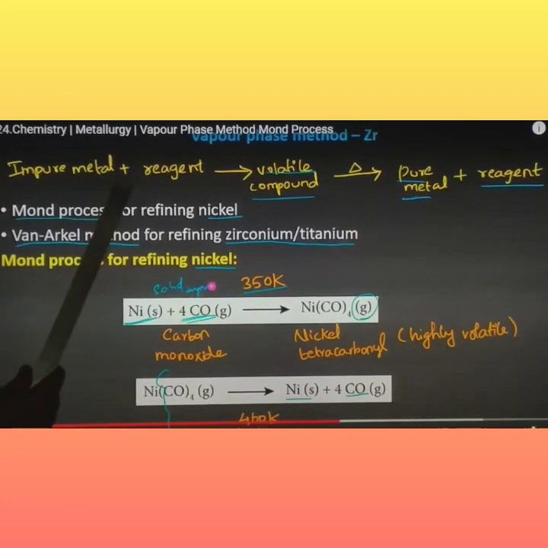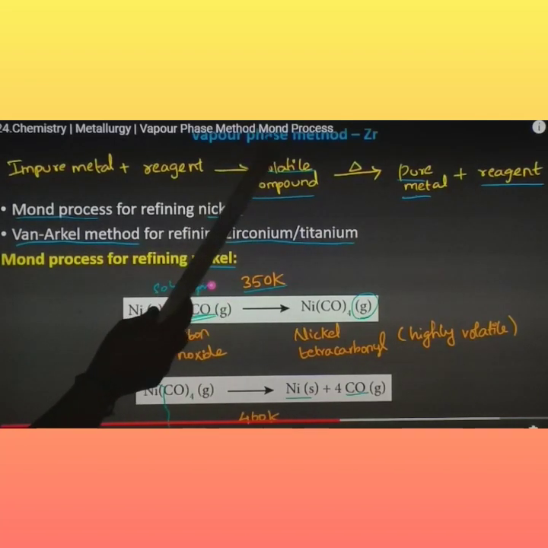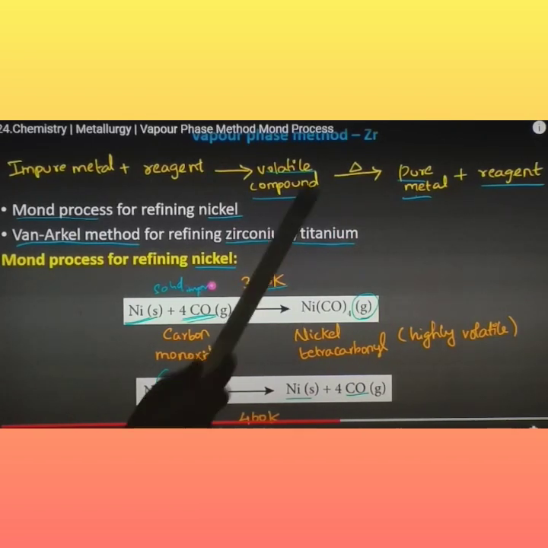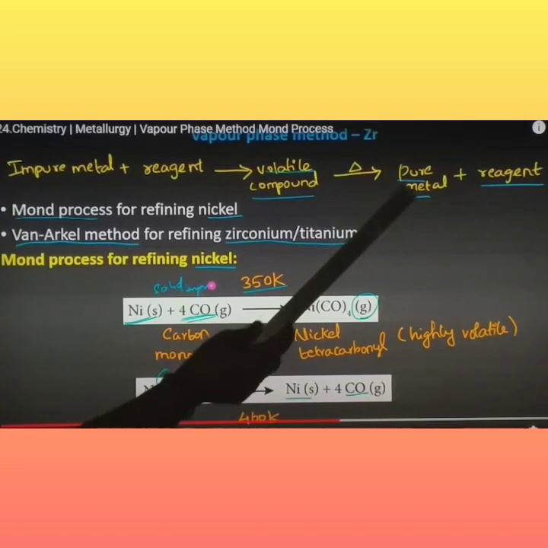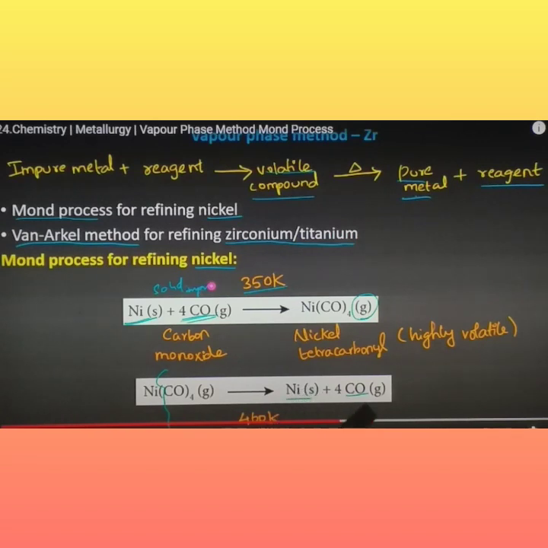Now we are going to see the last refining process, a vapor phase method called the Mond process. The Mond process is mainly for the refining of nickel. In this process, you take the impure metal, that is nickel along with some impurities, plus a reagent, here the example is carbon monoxide, CO. First it forms a volatile compound in the gaseous state, nickel tetracarbonyl. This is a volatile compound. That volatile compound, on further heating at 460 Kelvin, changes into the pure metal, and the same reagent, CO, comes out after the formation of the pure metal.